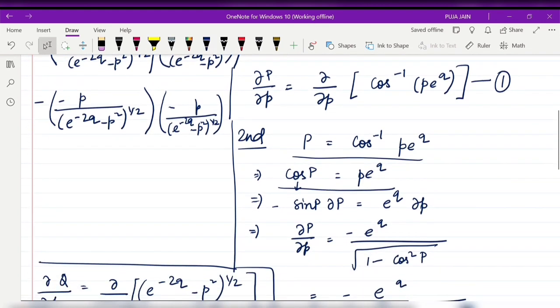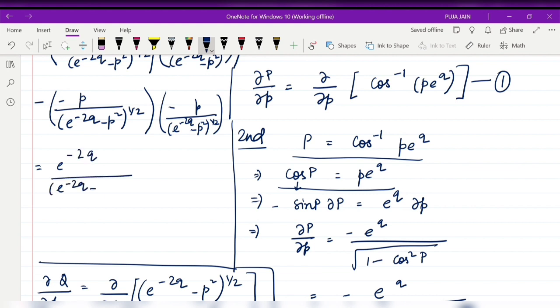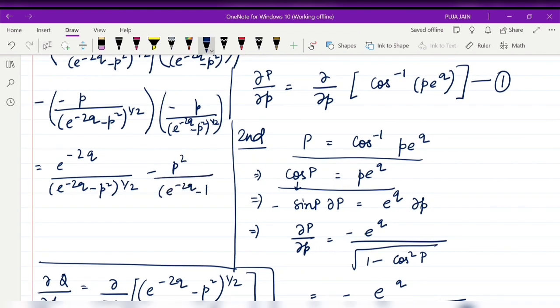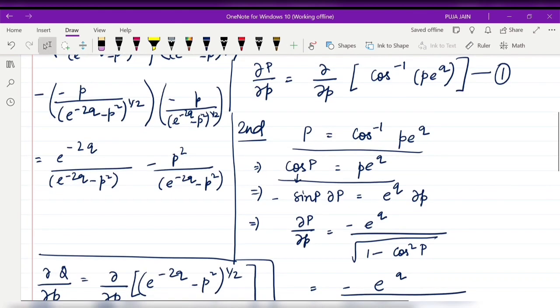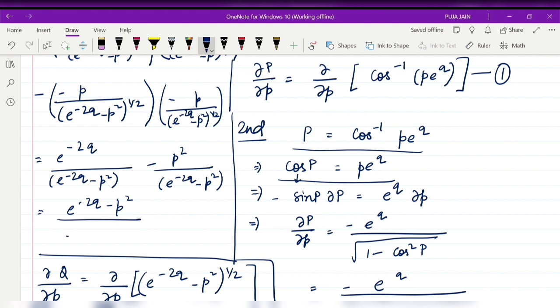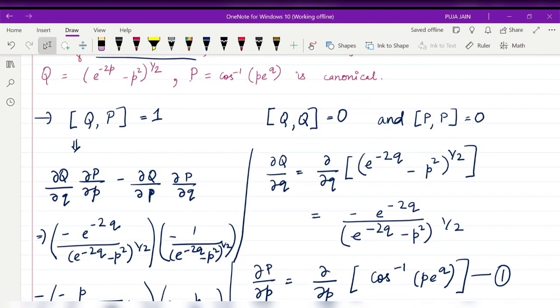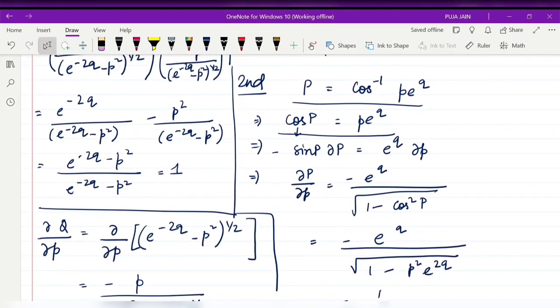Okay. So what we are getting is e to the power minus 2Q by e to the power minus 2Q minus P square whole to the power half minus this minus. So this one will cancel out. We will get minus P square by e to the power minus 2Q minus P square. No, half will not be there because this half and this half we will multiply, so we will get e to the minus 2Q minus P square. So in the numerator and denominator we are getting the same term, so that is equal to 1, hence proved. Okay, you just have to do the calculation part. I think this way of doing it is a little easier. Next, it's up to you.